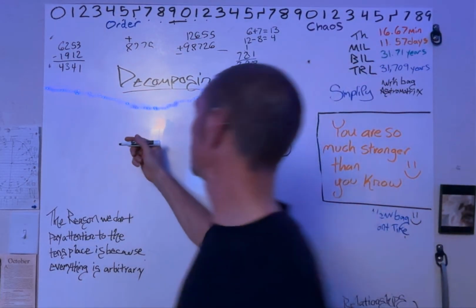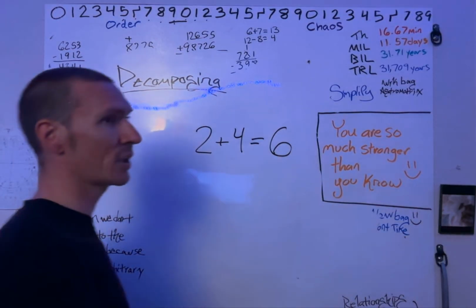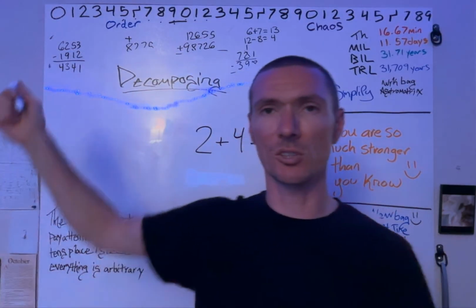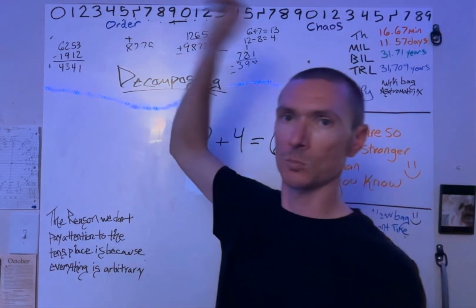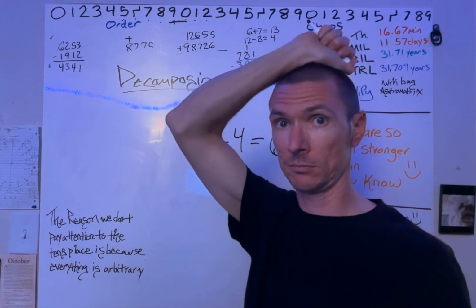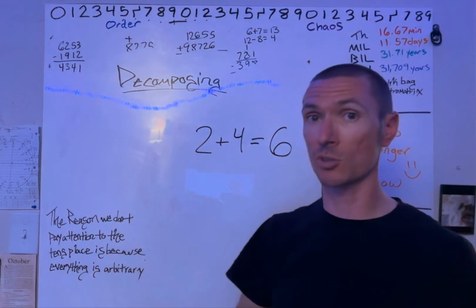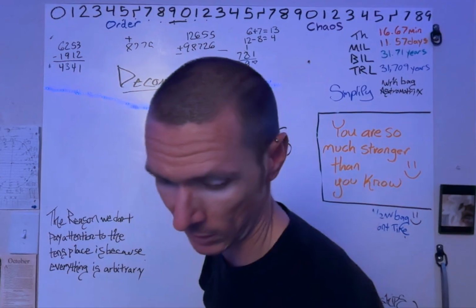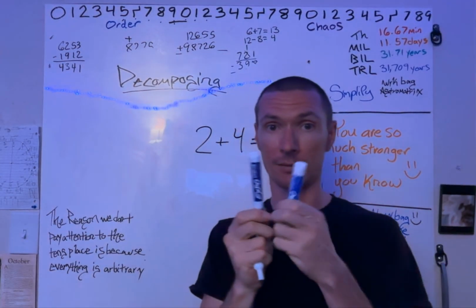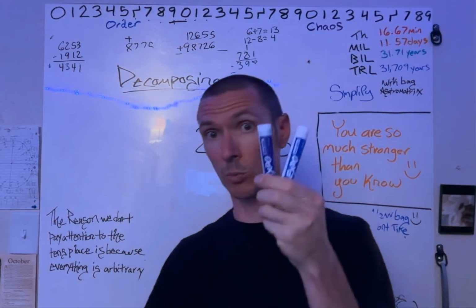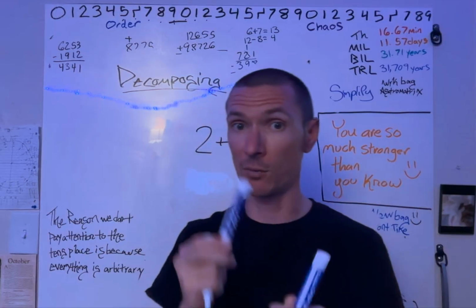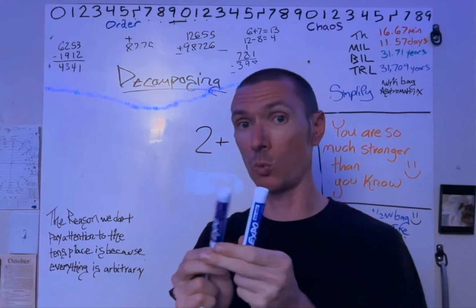Every number, when you think of the value of a number, what does a 2 mean? What does a 2 represent? A 2 represents 2 ones. I have 2 markers because I have 1 marker plus 1 marker.